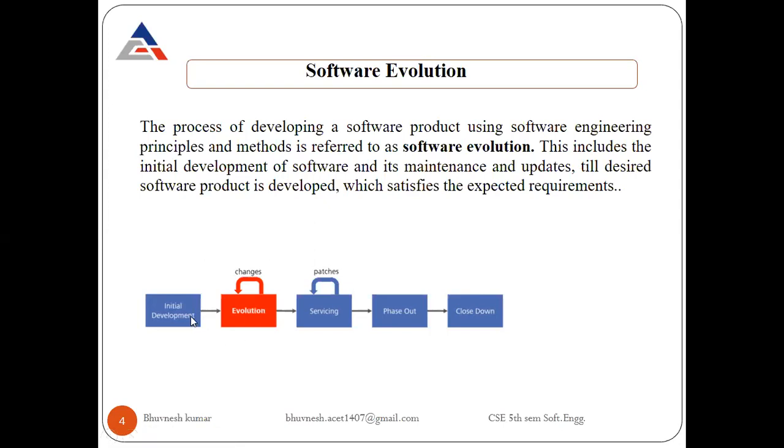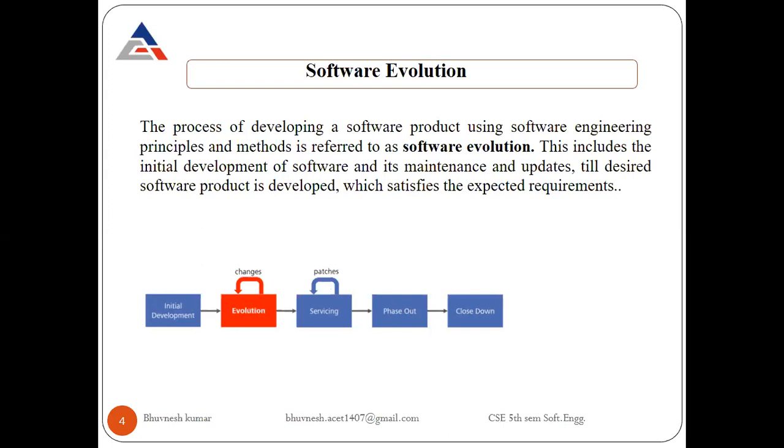It starts from the initial phase. Then there is evolution. Then there are services. If in those services there is any error or any bug, then it will patch that product. Patch means it will modify that product, maintain that product. That means patch. Then phase out means it will deliver that product and users will use that product.